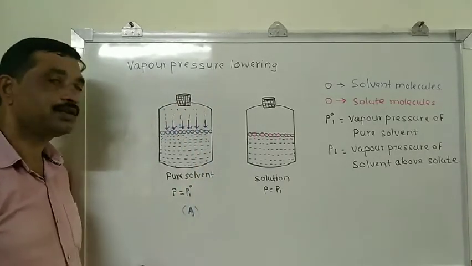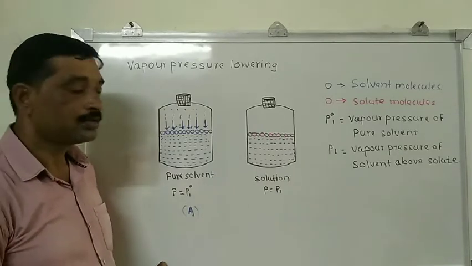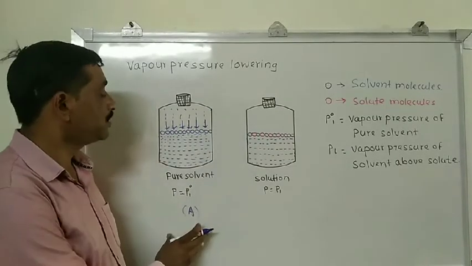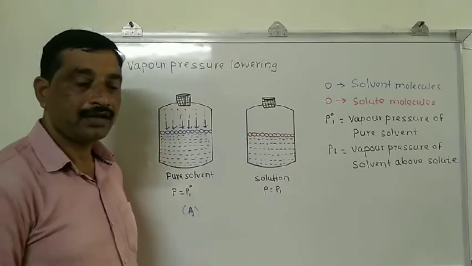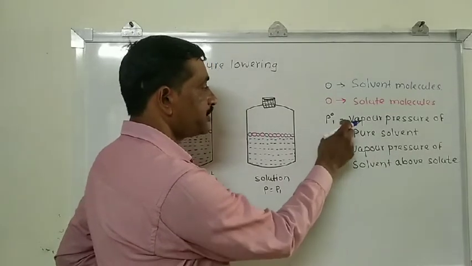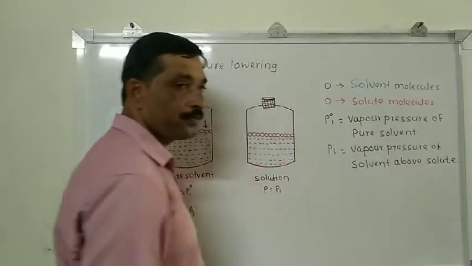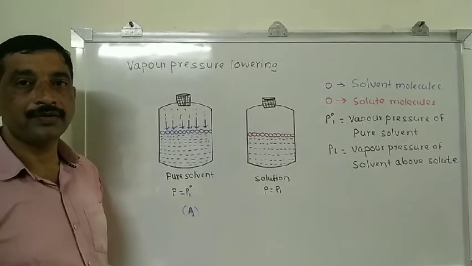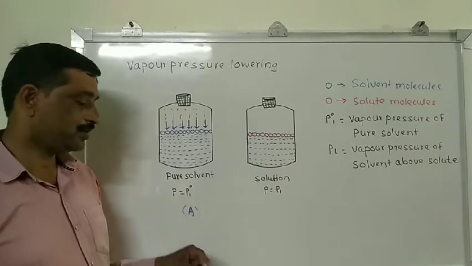So it is a vapor pressure, the pressure exerted by solvent vapors on the surface of this liquid is known as vapor pressure of this pure solvent, and this vapor pressure is represented by letter P01. So P01 is the vapor pressure of pure solvent. As it is a pure solvent, it contains only one type of molecules.